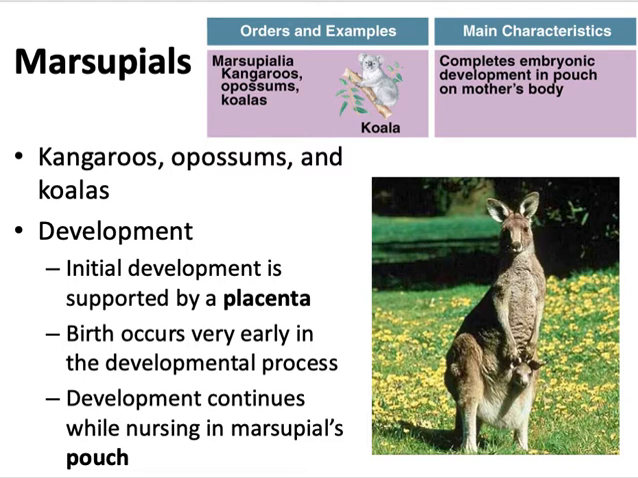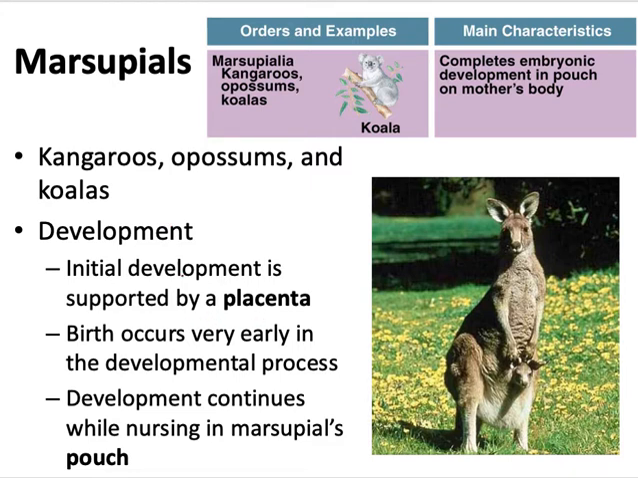Our second major group are the marsupials, which include kangaroos, koalas, and opossums, and also possums. The only difference between an opossum and a possum is what continent they're found on. Opossums are found, I think, in North America, whereas possums are in Australia. I could have that reversed. All right, so those are the examples of our marsupials.